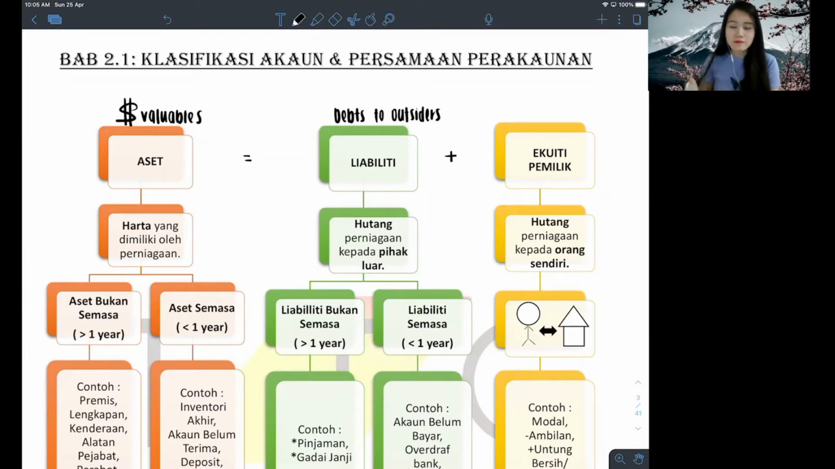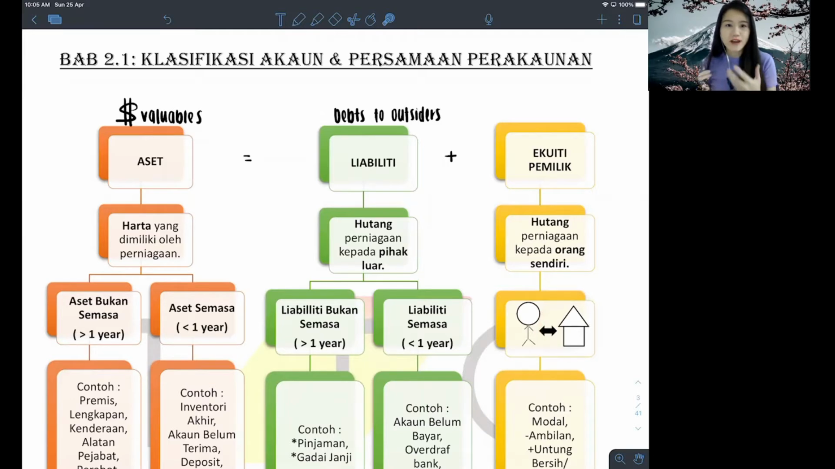And for equity pemilik, can you see the definition here? That is hutang perniagaan kepada orang sendiri. So how come we have such a term, orang sendiri? That is because we were never the pemilik. There's this concept that students always misunderstand. People would think that when we do accounts, we are the pemilik. No, we are not the pemilik. We are representing the perniagaan.